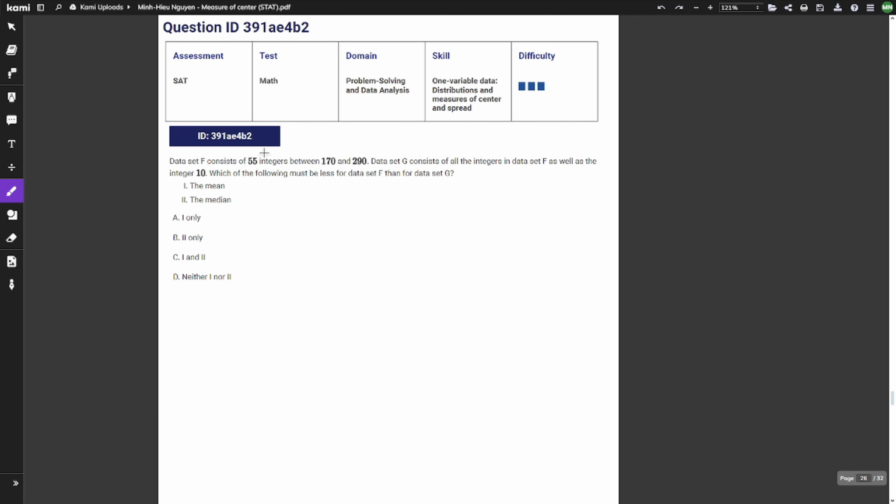So here we have dataset F, and it has 55 numbers between 170 and 290. Then we have dataset G, which has the exact same numbers but also 10. So if it has this extra number 10, we know that for sure the mean is going to be smaller. So the mean of G is less than the mean of F.